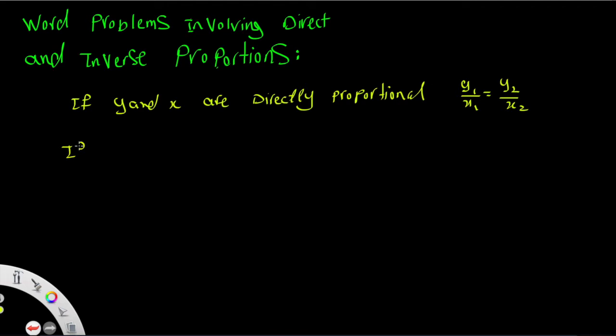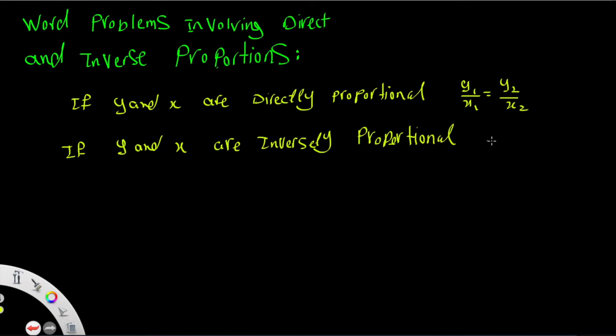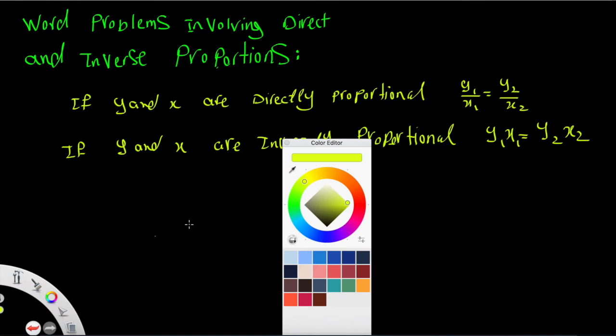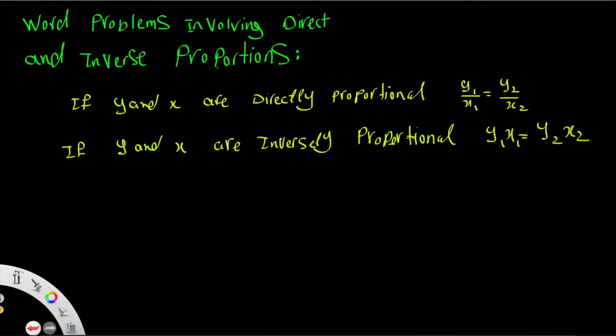And if y and x are inversely proportional, then y1 times x1 is equal to y2 times x2. Now, see here, you have two fractions on either side: y1 over x1 is equal to y2 over x2.